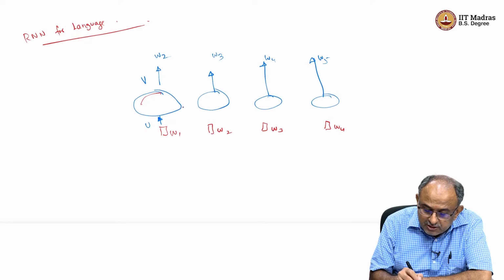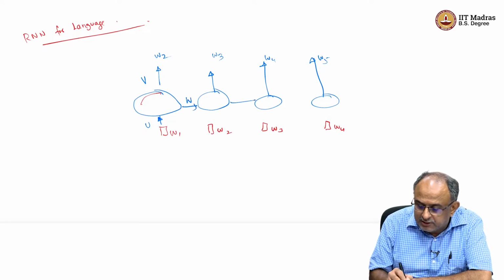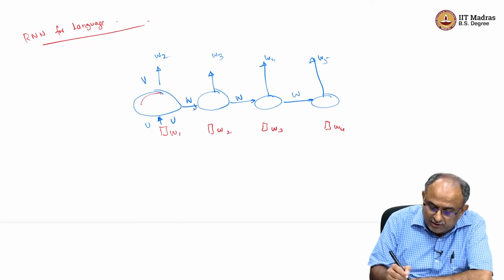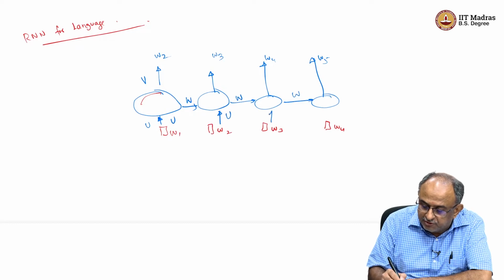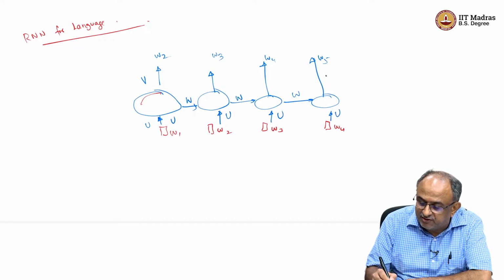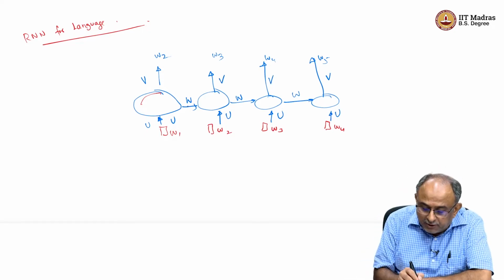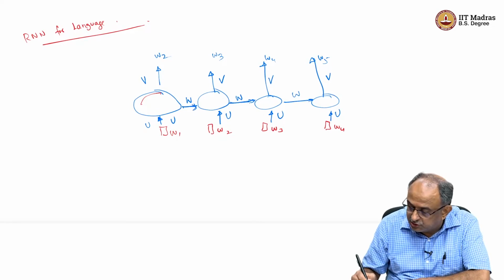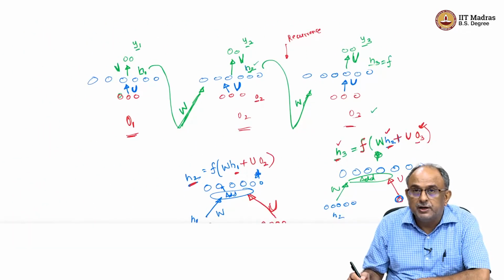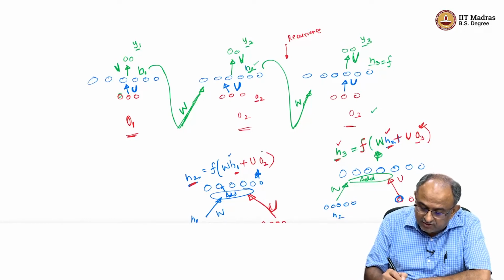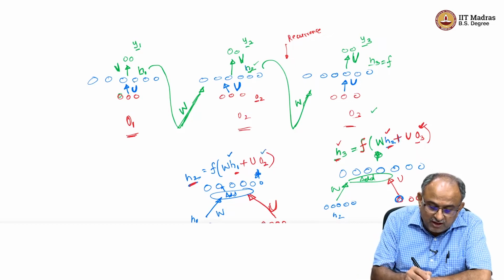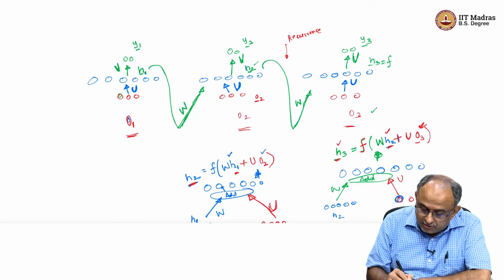So how do I capture the longer context? I am going to make this cross connection with W. Each one of these is being fed with U, and there is a V matrix here and here. Those are all given. By putting in this cross connection, at every input I am getting the history. See, H2 depends on H1 and O2, but H1 itself depends on O1. So H2 depends on O1 and O2.